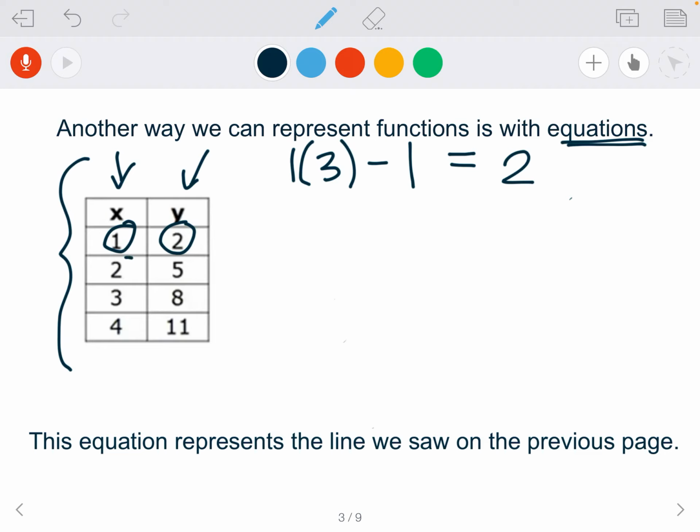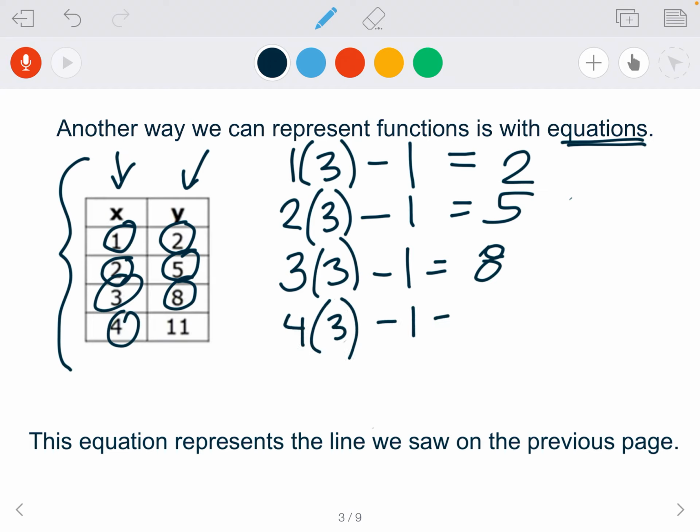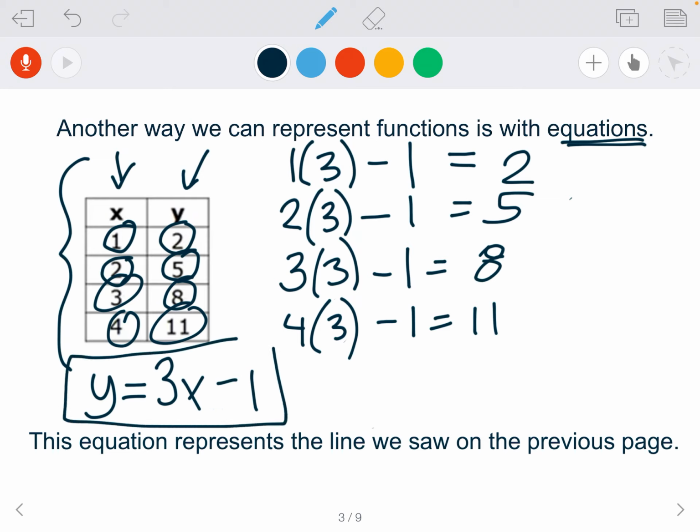So if you take your x value, multiply by 3 and subtract 1, 2 times 3 is 6, minus 1 is 5. You get the y value. For the third one, if you take the x of 3, multiply by 3, this is going to give you 8, which is your y value. And if you take your x of 4 and multiply by 3 and subtract 1, you would get 11. And what we can say is y equals 3 times the x value minus 1. And we can turn this into an equation.